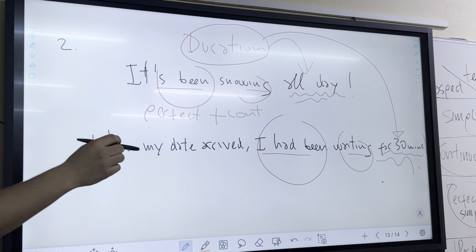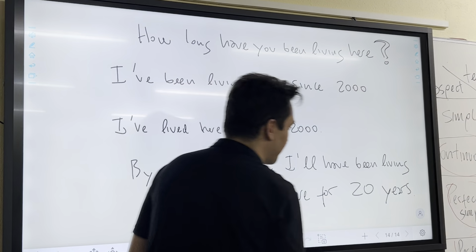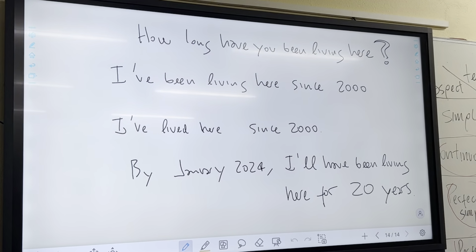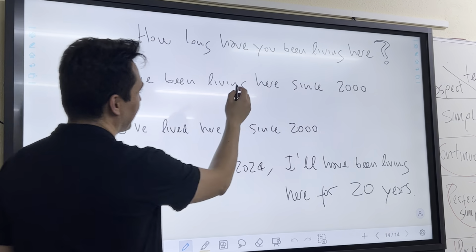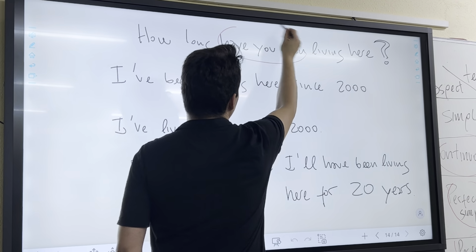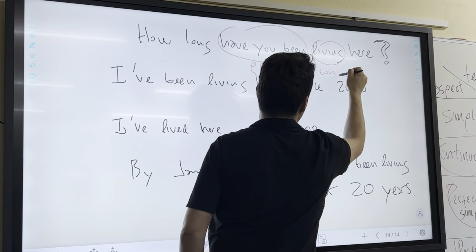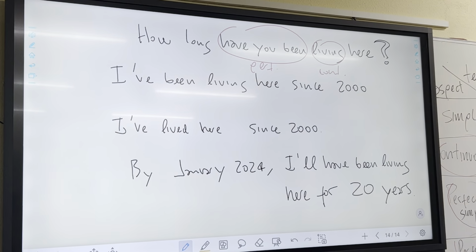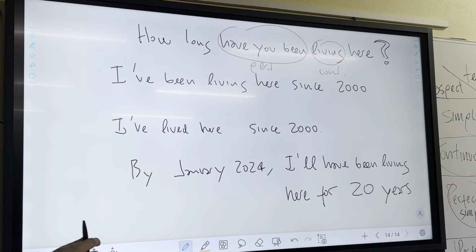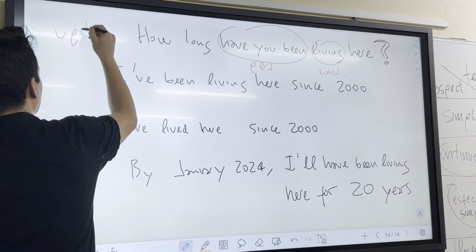May I go for the last one? And the last one. Have a look at this question. How long have you been living here? How long have you been? Again, have you been? Perfect. Living? Continuous. Again, the combination. How long have you been living here? Up to now. Okay?